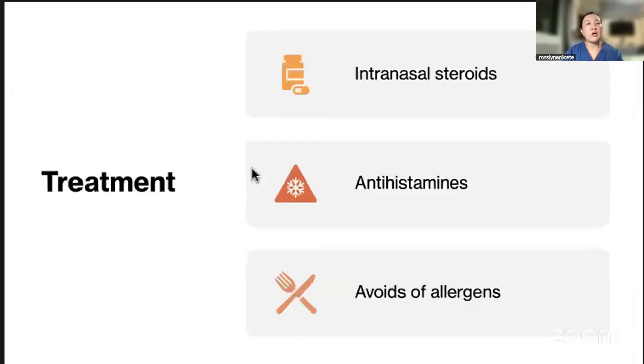So how do we treat allergic rhinitis? I think the proper term should be, how do we control allergic rhinitis? Because there's really no permanent cure or treatment for allergic rhinitis. We can only control it by using intranasal steroid spray, such as Avamys and Nasonex, and antihistamines such as Zyrtec and Loratadine. And more importantly, also avoid allergens.